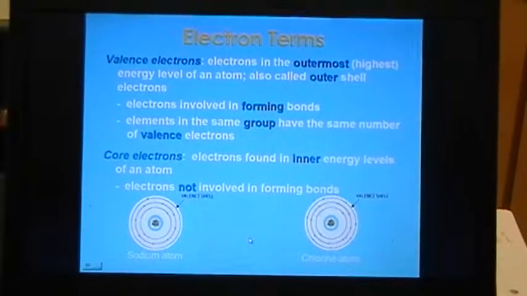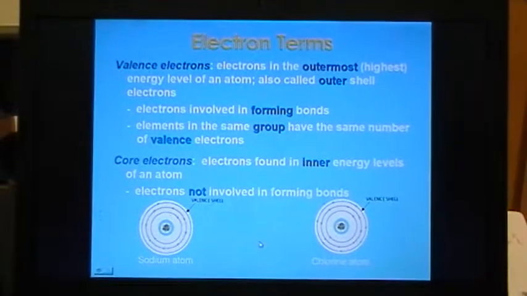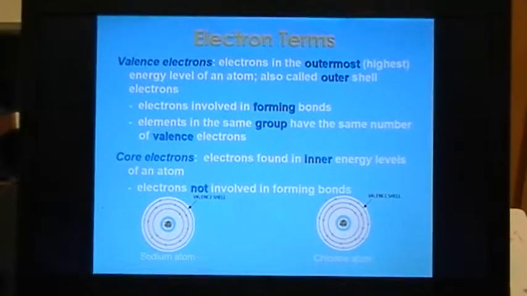Those are electrons being held tightly to the nucleus by its effective nuclear charge. We'll talk about that in our third video. And those electrons do not have any involvement in forming bonds.